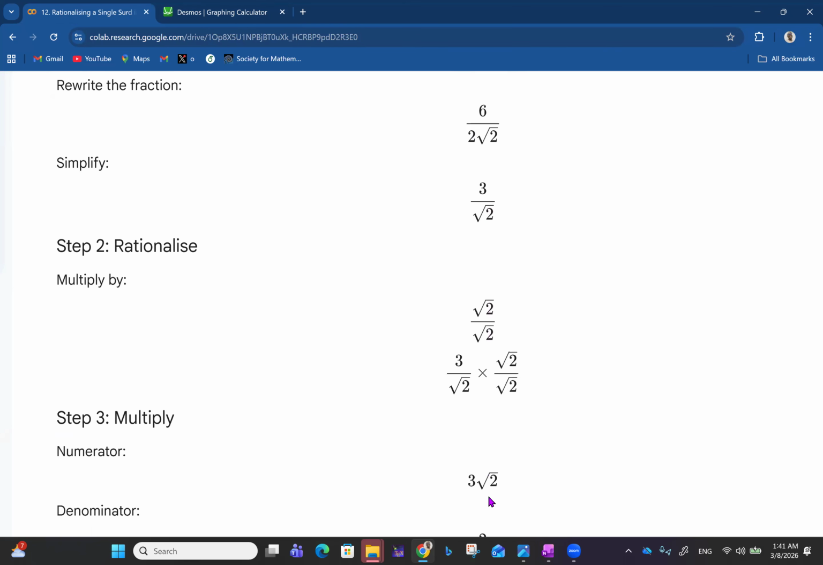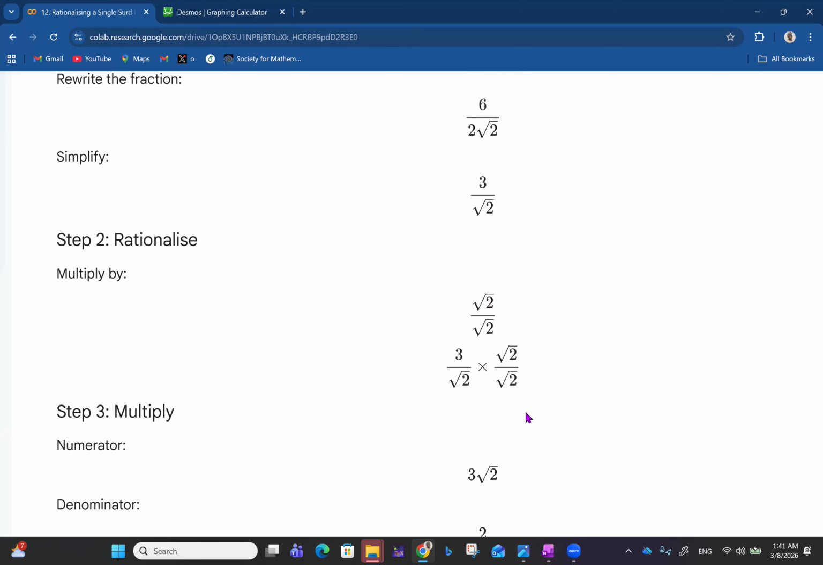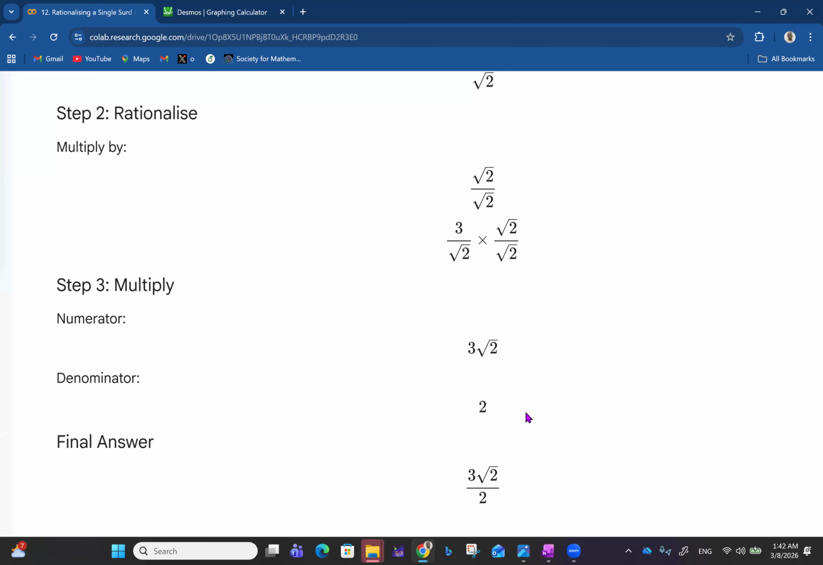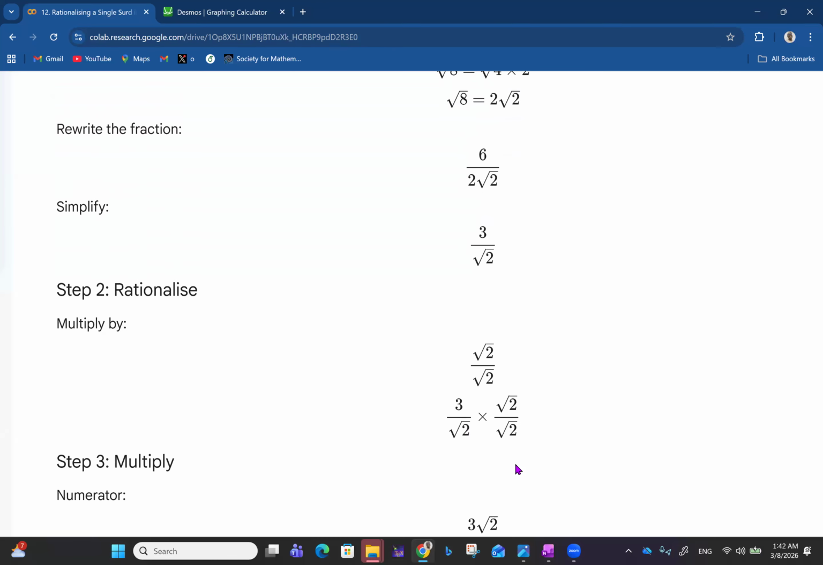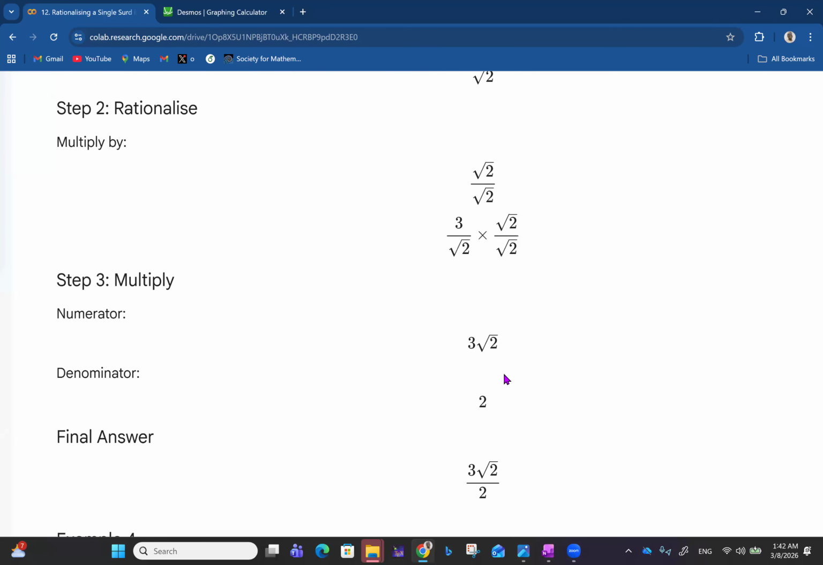Now you can rationalize that. So you have 3 over root 2, where you multiply by root 2 over root 2. For the numerator, that's 3 root 2. For the denominator, root 2 times root 2 is 2. So the final answer is 3 root 2 over 2. We started with 6 over root 8 and we ended with 3 root 2 over 2.